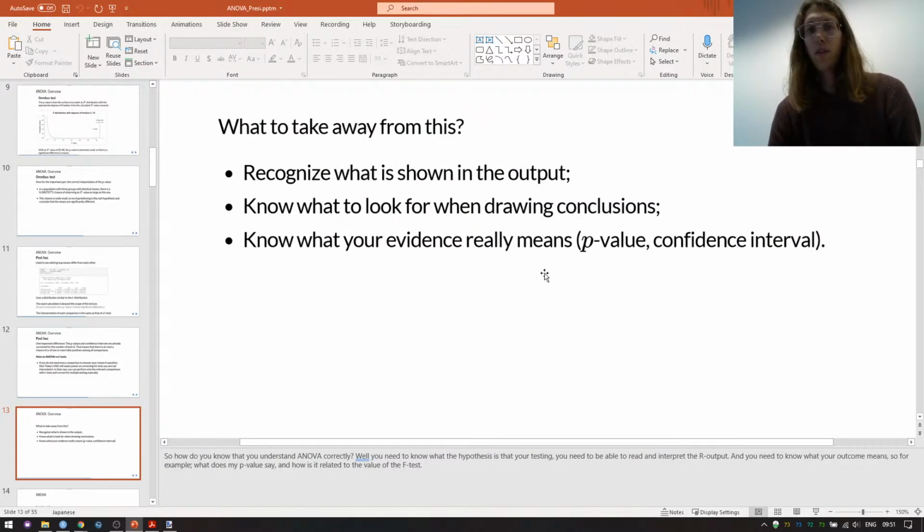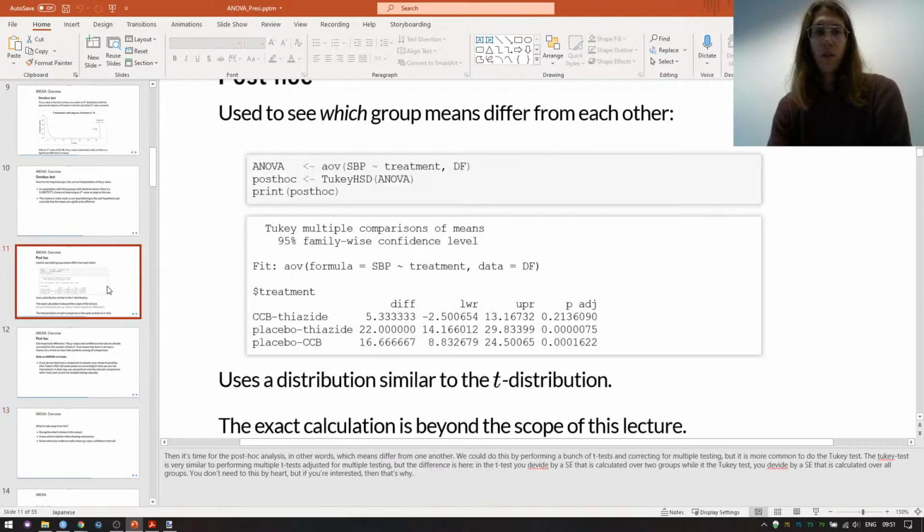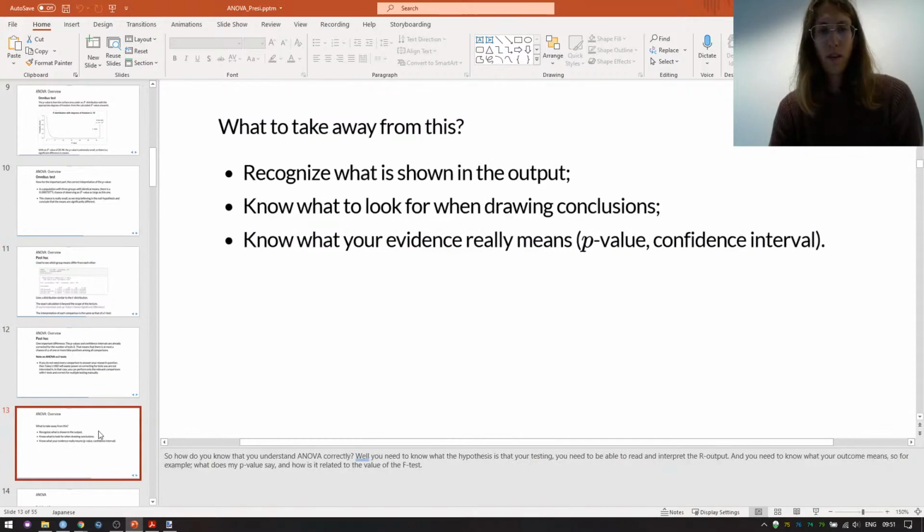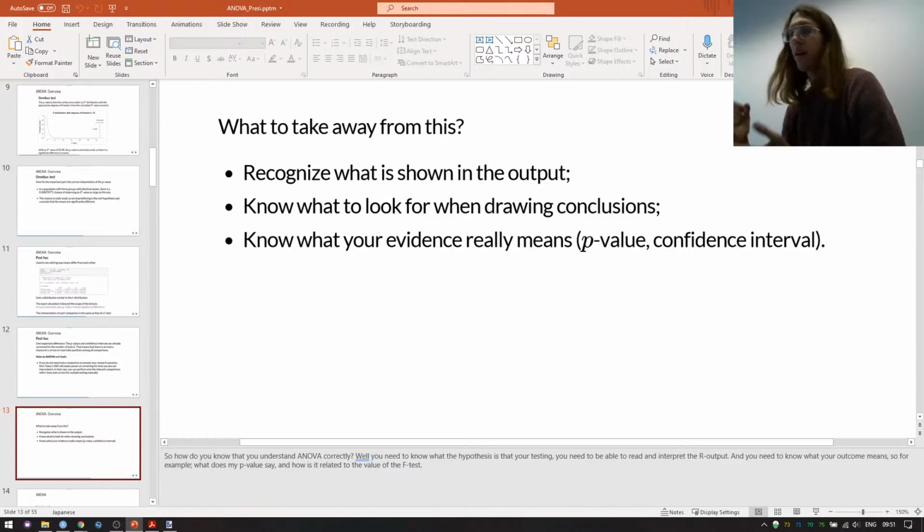Okay, so what to take away from this? First, you need to recognize what is shown in the output. So if you get an output like this, you should be able to interpret it. I think interpreting our output is also very nice to know on the exam. Second of all, know what to look for when you're drawing conclusions. So what do the mean squares mean? What does the F value mean? How is it related to the P value, for example? And know what your evidence really means. So the P value, confidence intervals, how do you interpret them?